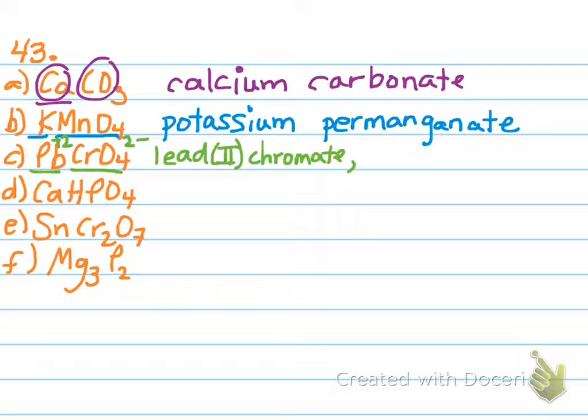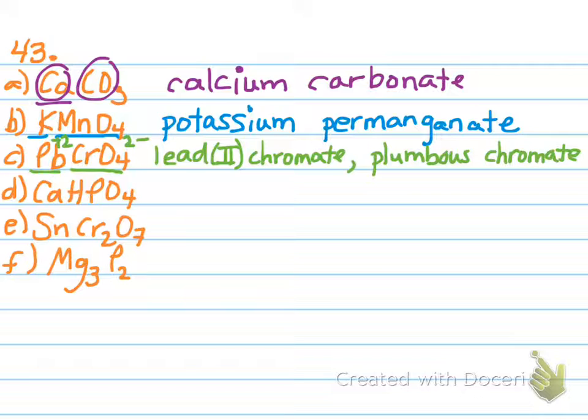I look at my helper sheet, plumbum. And +2 is the lower charged lead, so it's going to get us ending chromate. So those are the two names for that one that you should have on your homework: lead 2 chromate and plumbous chromate.